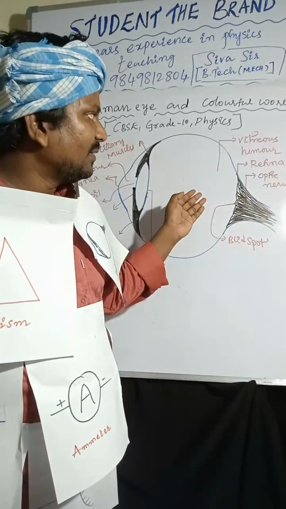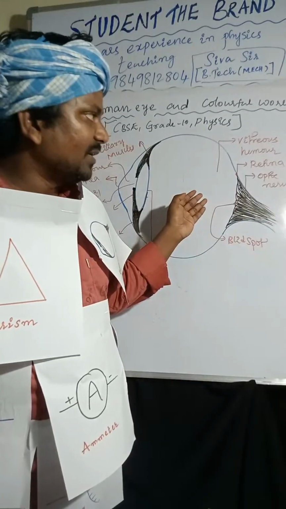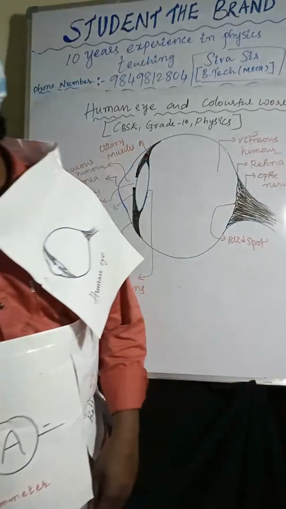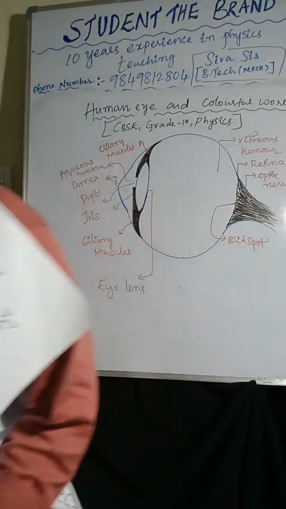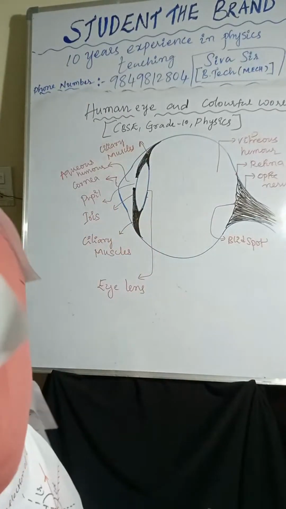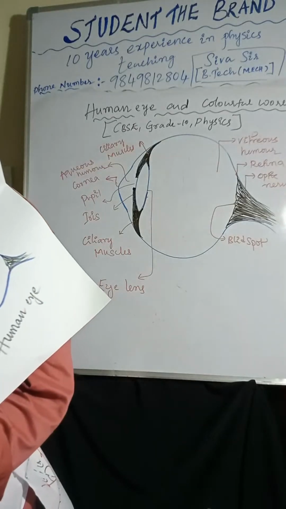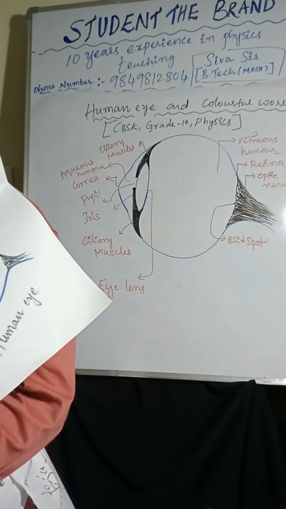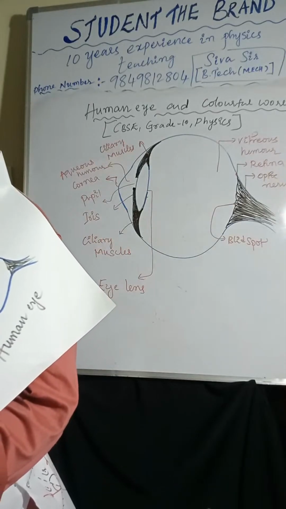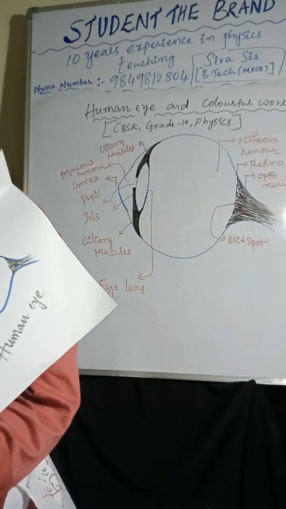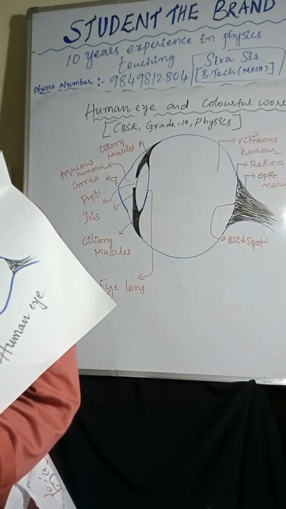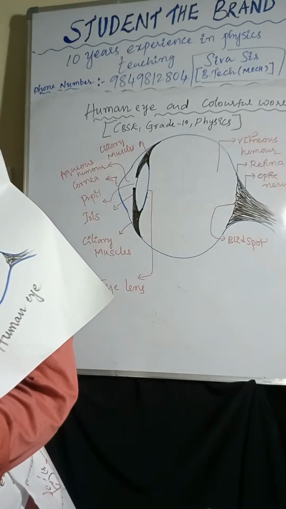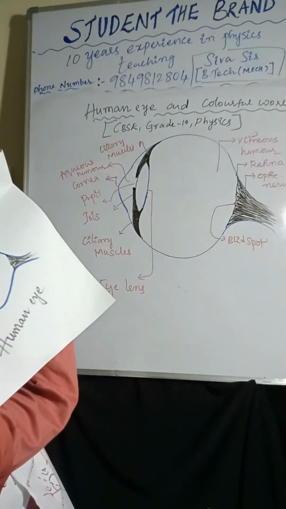So this is about human eye parts and function. Next, we are going to the power of accommodation. Power of accommodation is nothing but the ability of the eye lens to adjust its focal length when you are seeing a nearby object and a far object.